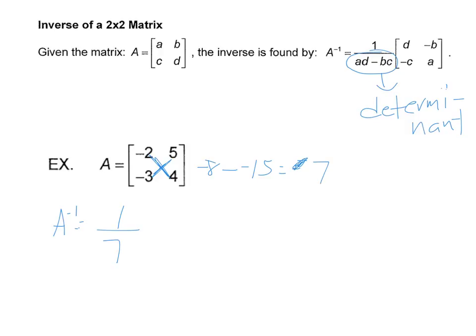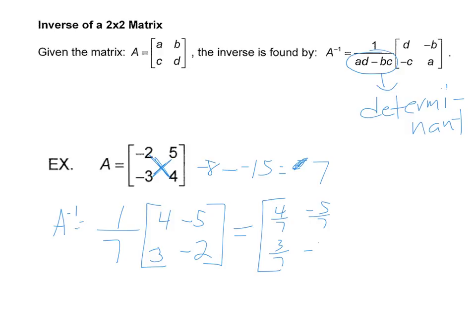So 1/7 is on the outside, and then on the inside, the negative 2 and the 4 change positions. The negative 3 and the 5 change signs. So the 3 becomes positive, the 5 becomes negative. Now then distribute the 1/7 to everything inside, and our inverse is 4/7, negative 5/7, 3/7, and negative 2/7. And that's the inverse.